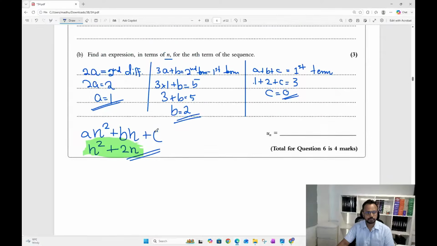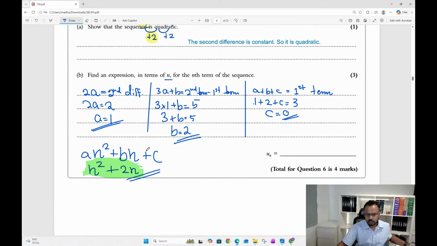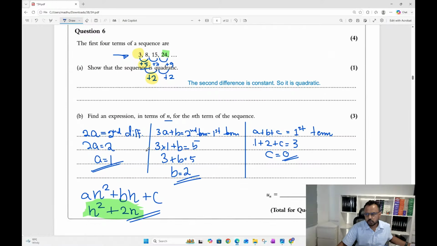Right, done. Any questions, guys, about this? Well, you don't really have the square thing to say in part A, Vishal. So you just need to show the second difference is the constant. Variable first difference followed by constant second difference, basically.